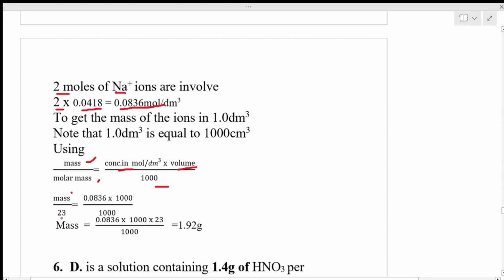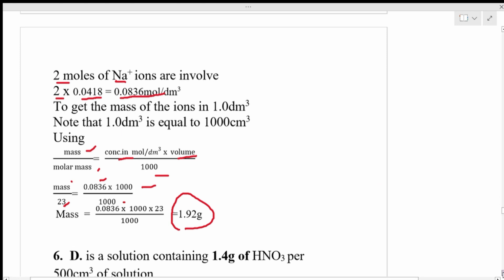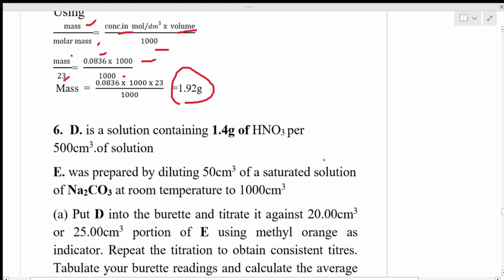So my molar mass of sodium is 23. But the value I got from my equation of sodium ion is 0.0826 multiplied by what? 1000 divided by 1000. Of course, I'm using cm³ now. So I have my final mass to be what? 1.92 gram. So another experiment now is experiment 6.